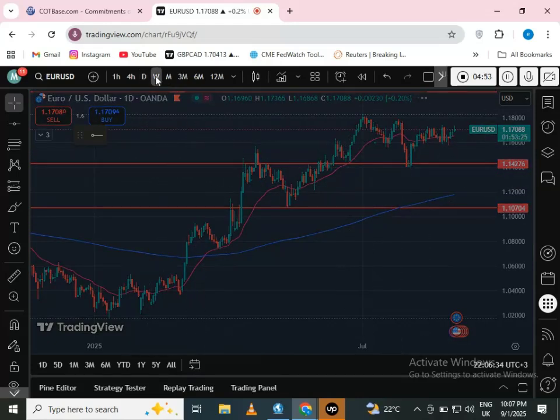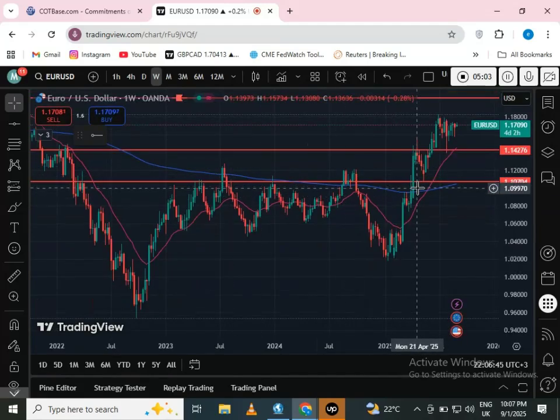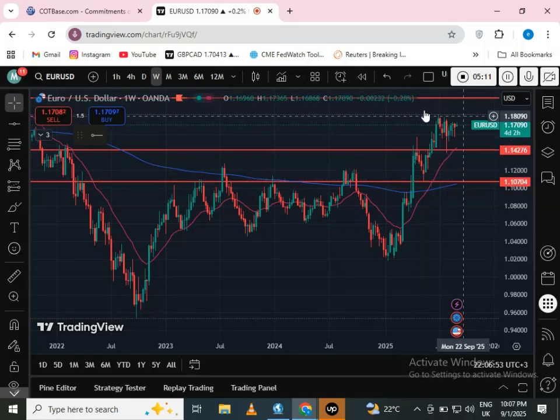Then you can look at the weekly time frame for a larger view. But you can see this is an uptrend. You see since March, this one is on an uptrend, guys. Since March it is on an uptrend. Why was it an uptrend since March?